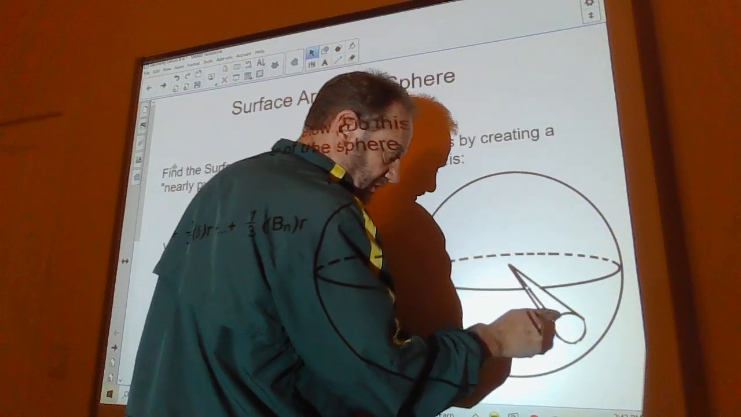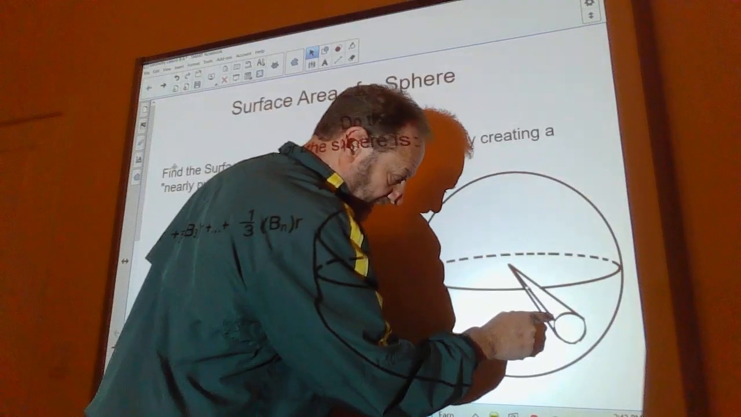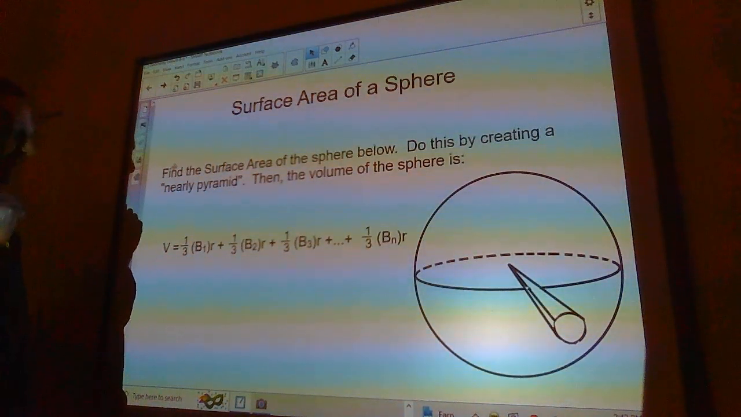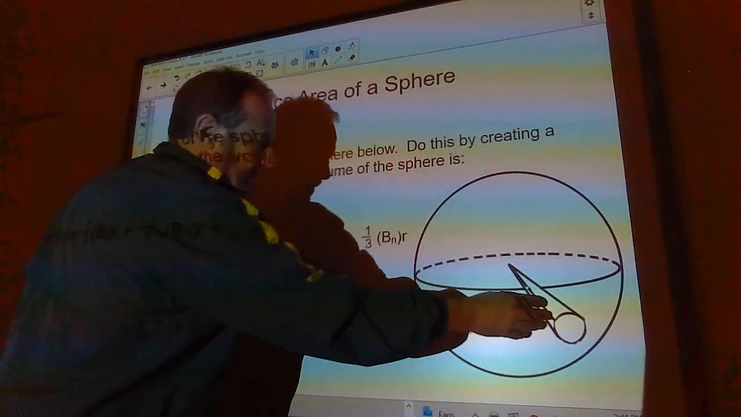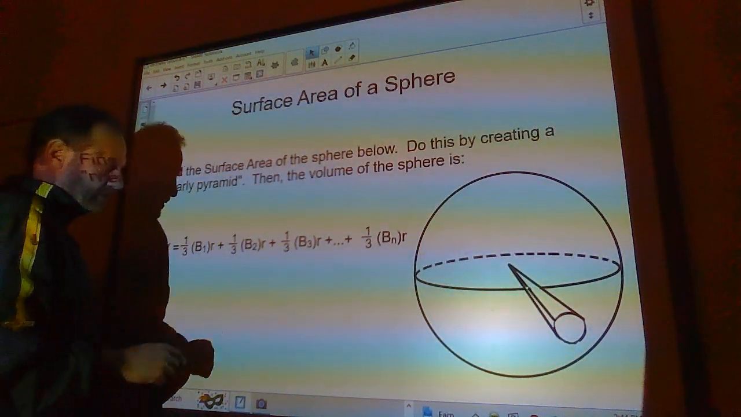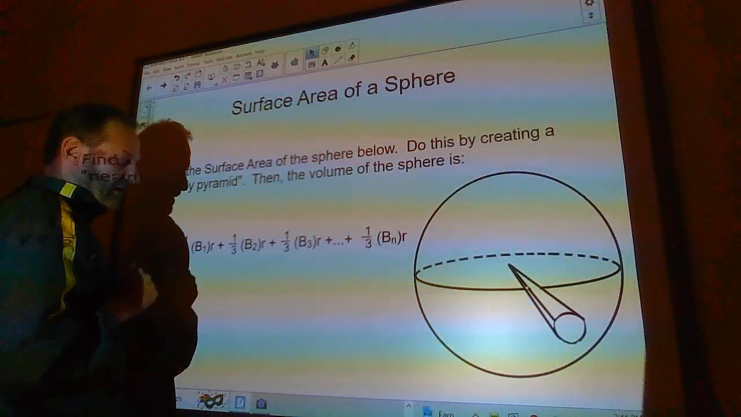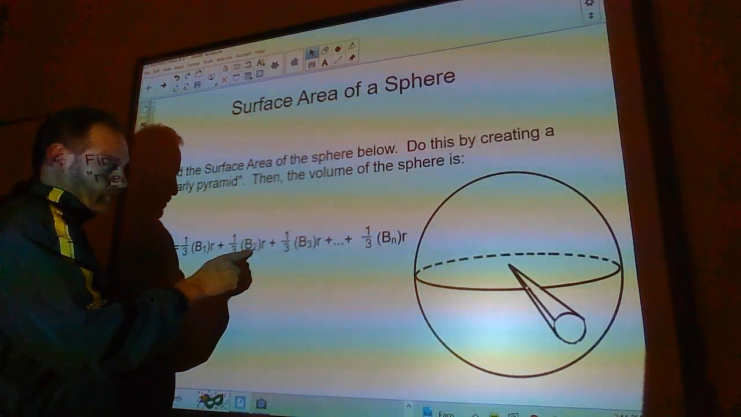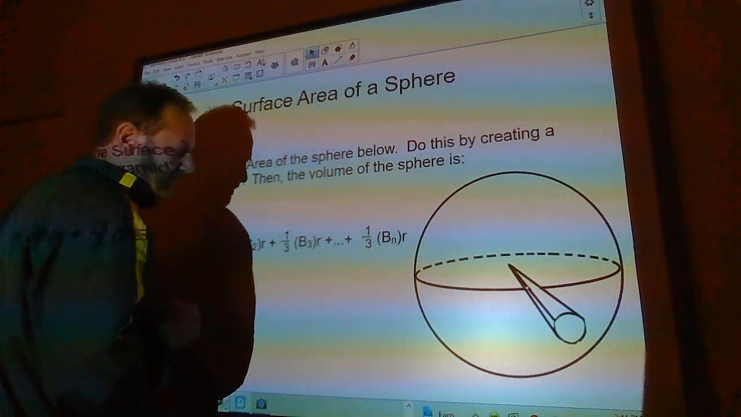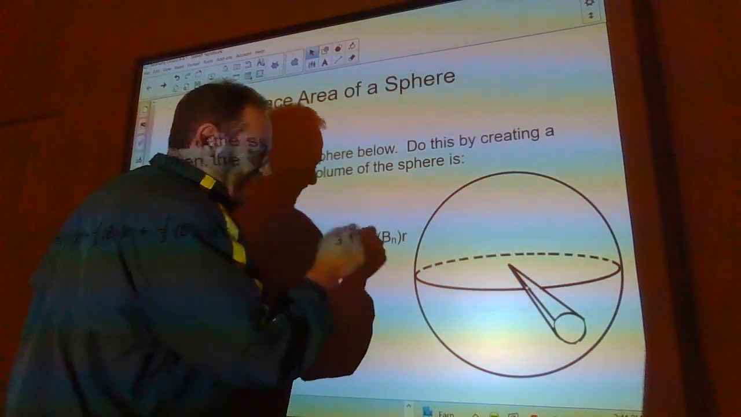It's going to go from the center to the center of this. But keep in mind, these are all radii right here because they all touch the surface of the sphere all the way around. So we're going to take this one. We're going to call this 1/3 the area of base 1 times the radius. And then what we're going to do is take another pyramid right next to this. And we're going to take 1/3 the area of the base of that one. Notice this one's base 2 times the height is going to be the radius plus 1/3 the area of base 3 times the radius. What we're going to do, and notice we've got plus ... plus 1/3 base n times the radius.